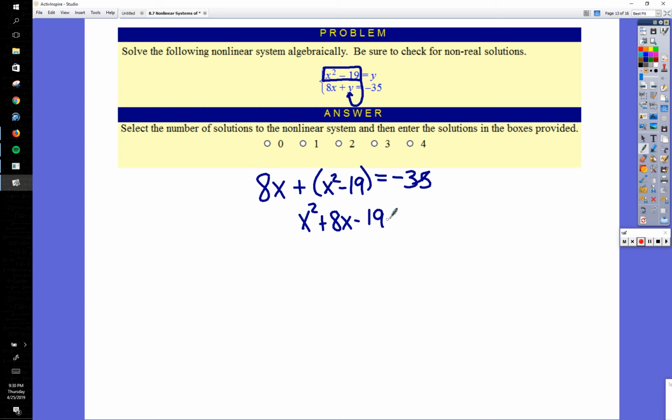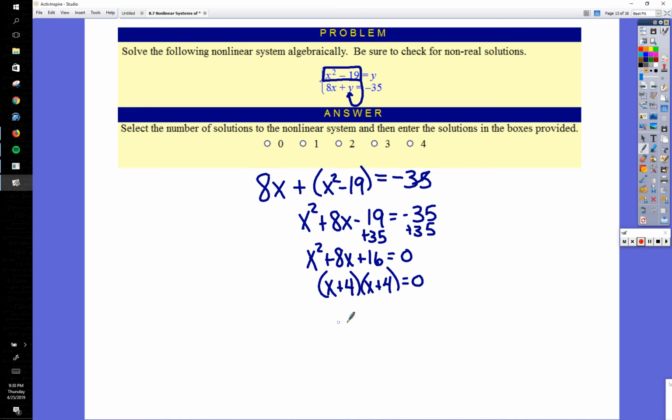I'm going to have to move that negative 35 over by adding 35. But I should be ready to hopefully factor, if not quadratic formula. And so x squared plus 8x, and when I add these two, I end up getting 16 equals 0. And man, this does factor really nicely, and we end up getting a double root. And so x is negative 4. Okay, so we found our x value of negative 4. So we know it's negative 4.